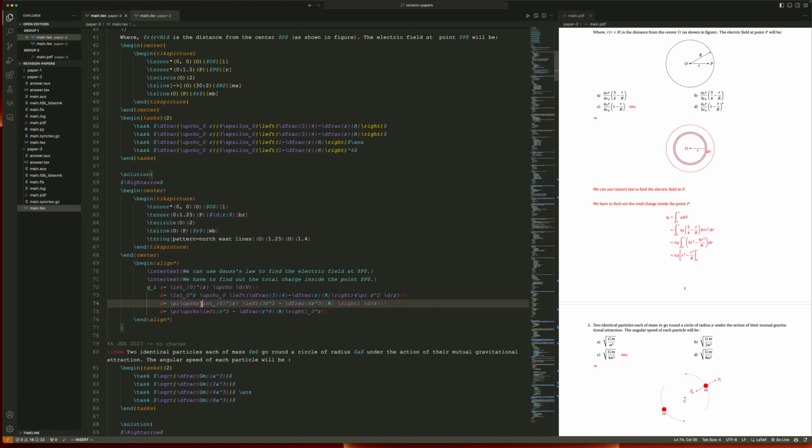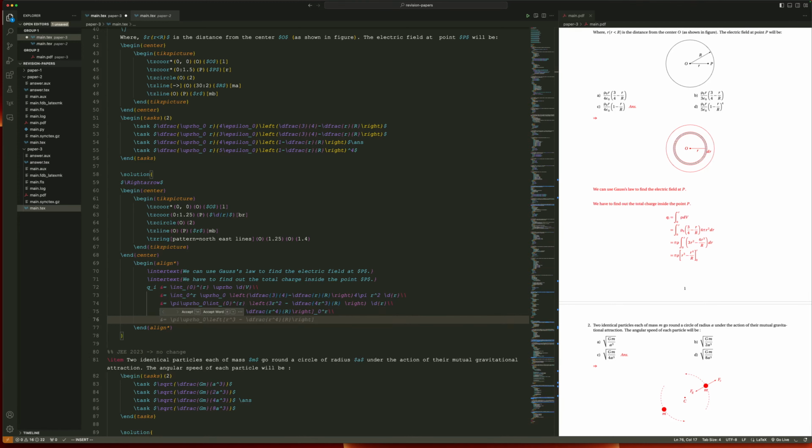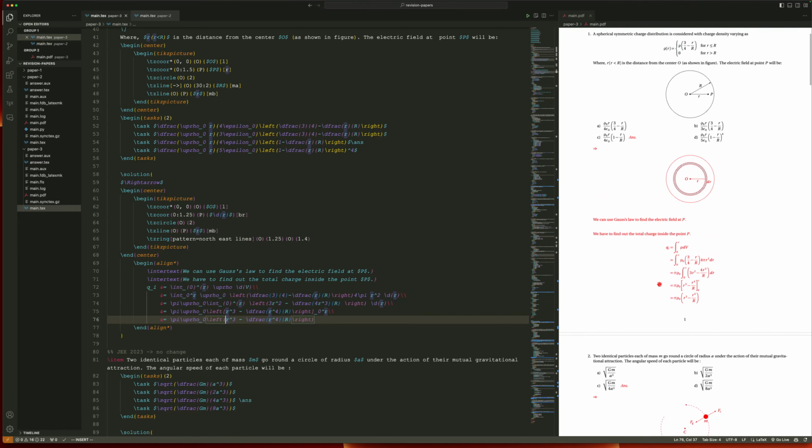We are missing something somewhere, rho naught. Yes, so this is rho naught, and now we will get the proper solution. Now we can just replace the square bracket with parentheses instead of the angle bracket. So yeah, this is the required charge, and now we can apply the Gauss theorem.